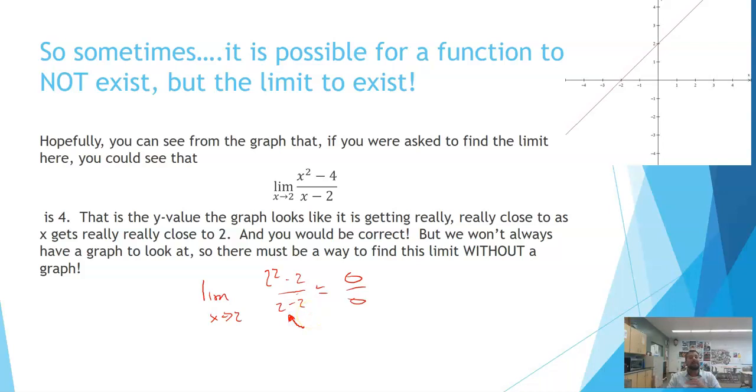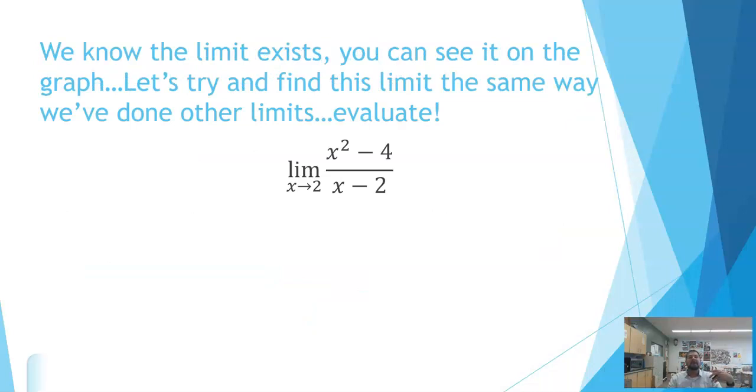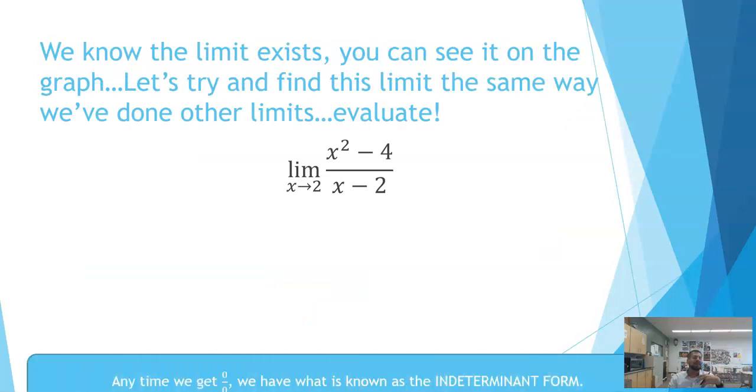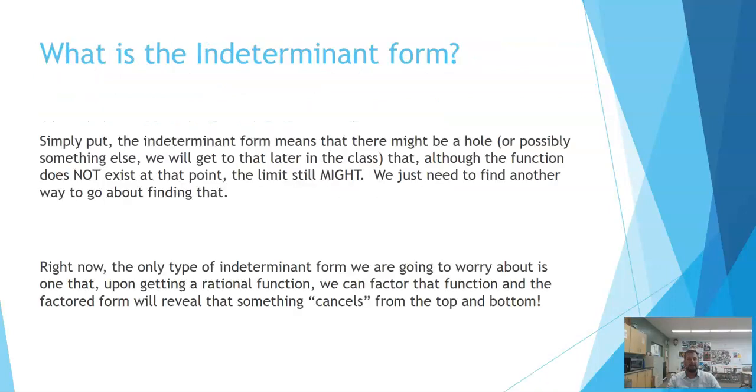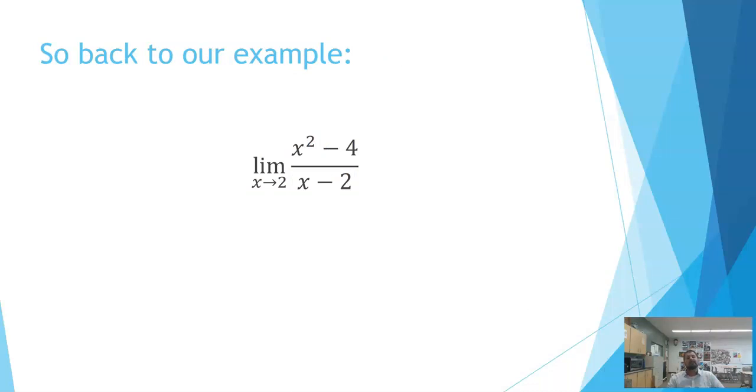So it's entirely possible that the limit still exists, we just don't know what it is based on what we have so far. When we get this, what happens is we get what is known as the indeterminate form. The indeterminate form is anytime I get 0 over 0, that means the limit might still exist, I just don't know what it is and I have to go about finding it a different way. Okay, and that's what this is saying right here. The indeterminate form just means we do not know exactly what that limit is just yet. Okay, but we can find it.